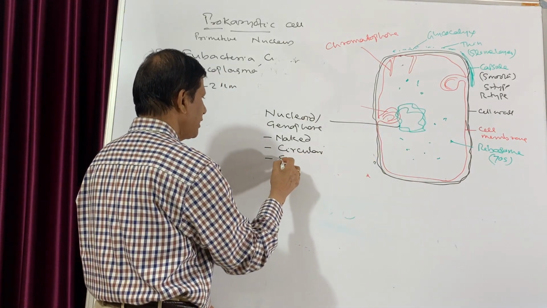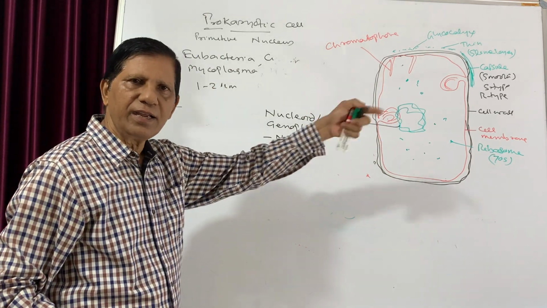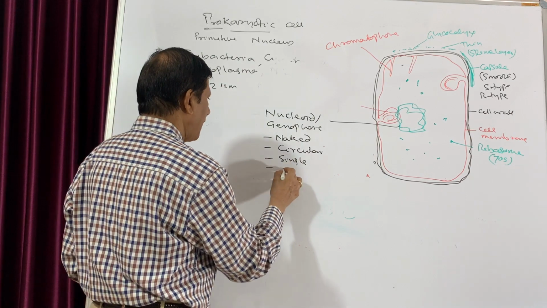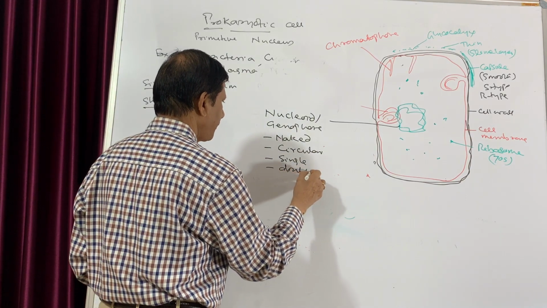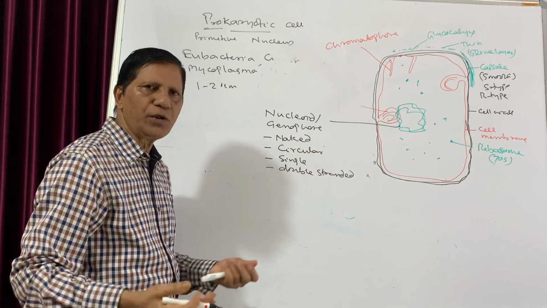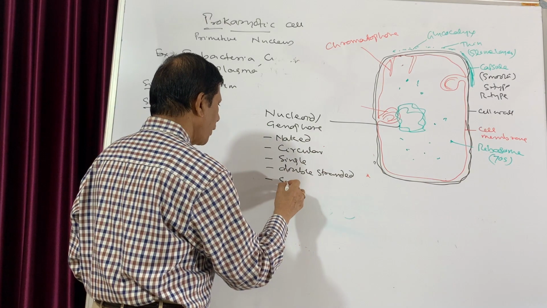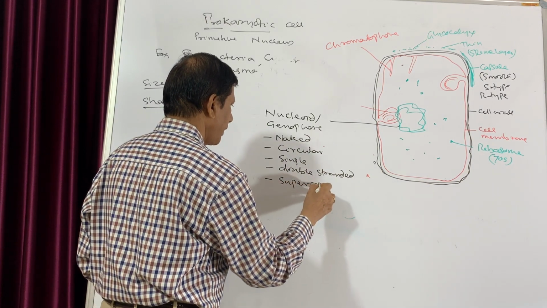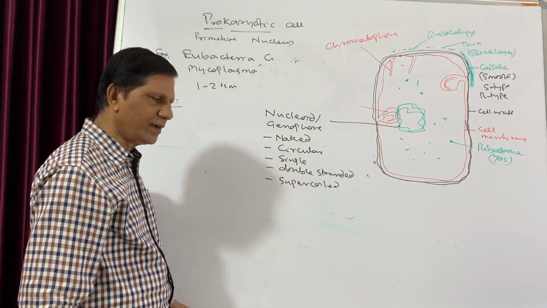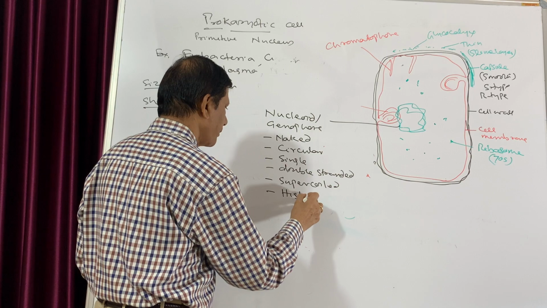Then it is single. Single means only a single DNA is coiled to give a circular structure. And it is double-stranded, because DNA is always double-stranded. It is supercoiled, because it is very much coiled. And histone proteins are absent.